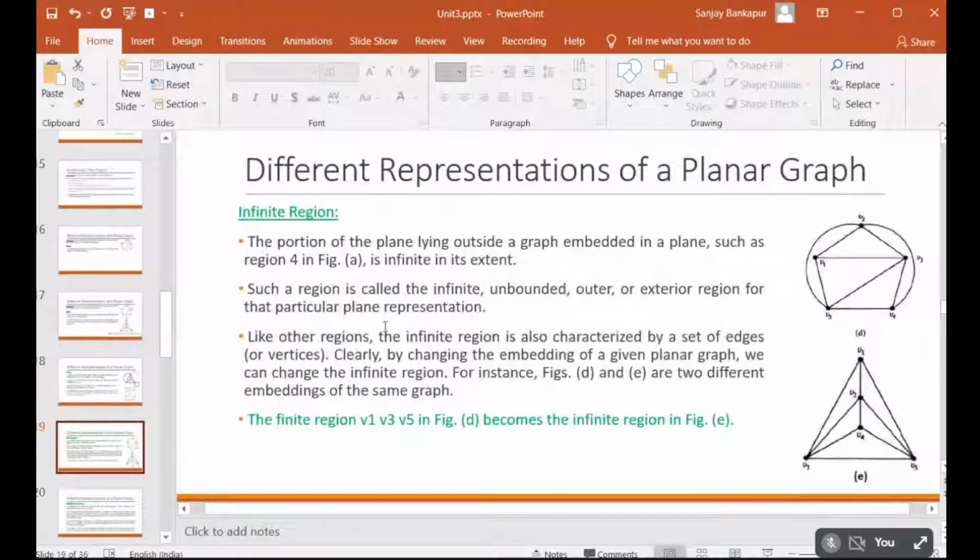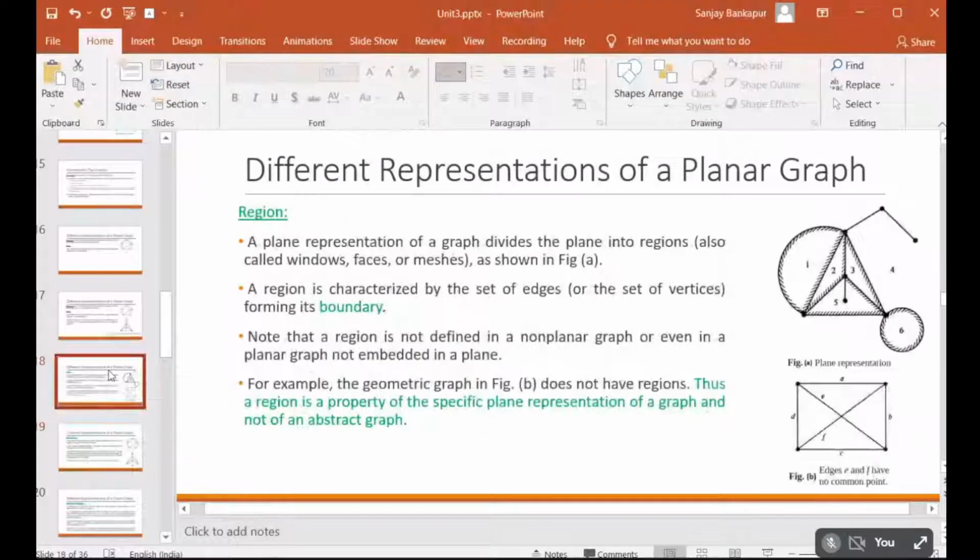Now moving to infinite region. We already quickly saw in our previous figure that region 4 is an infinite region. Region 1 is bounded to only this. 2 is bounded to this triangle. Region 3 is bounded to this triangle. 5 is bounded to this triangle, and 6 is bounded to the circle. 4, the rest of the region, is part of 4.